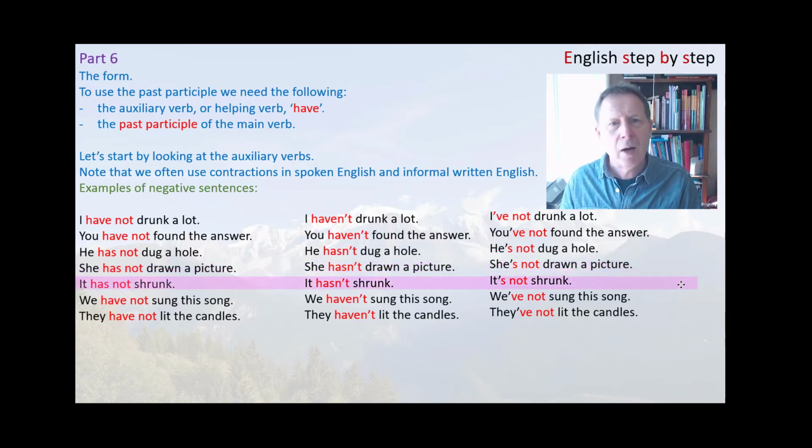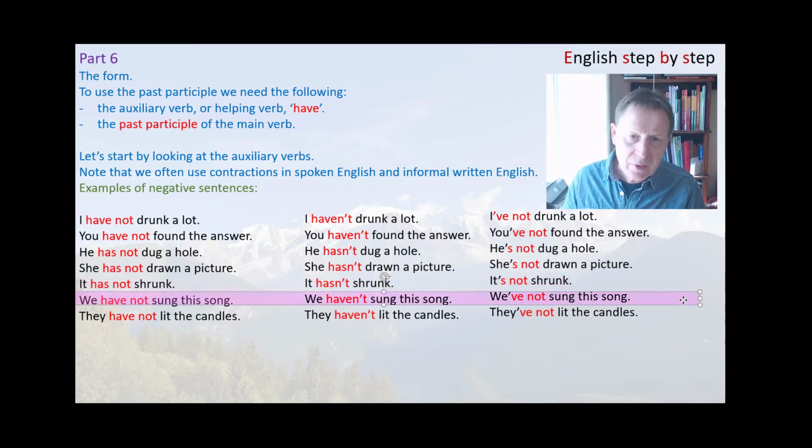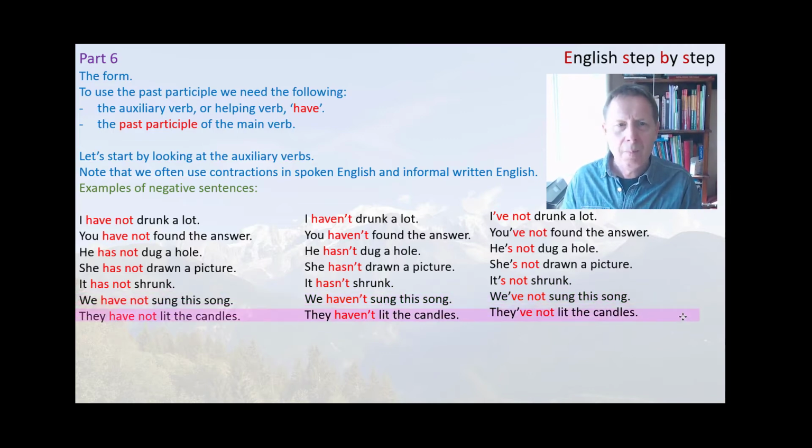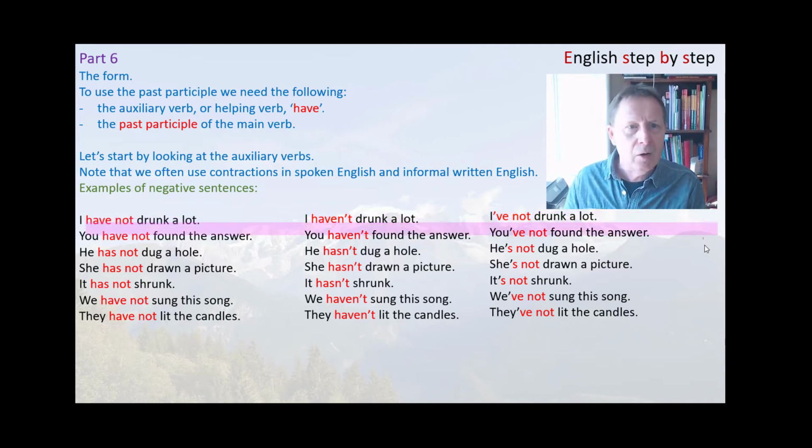It has not shrunk. It hasn't shrunk. It's not shrunk. We have not sung this song. We haven't sung this song. We've not sung this song. Again, they have not lit the candles. They haven't lit the candles. They've not lit the candles. And you can see in all of these examples, again, I've used irregular past participle forms just so that you can see more examples. Drunk, found, dug, drawn, shrunk, sung, and lit.